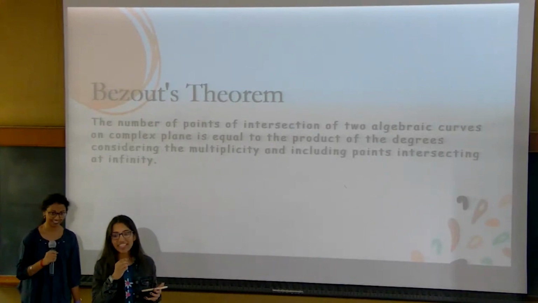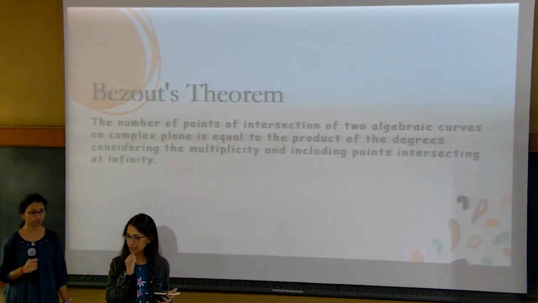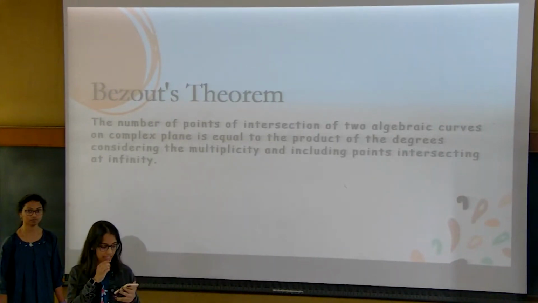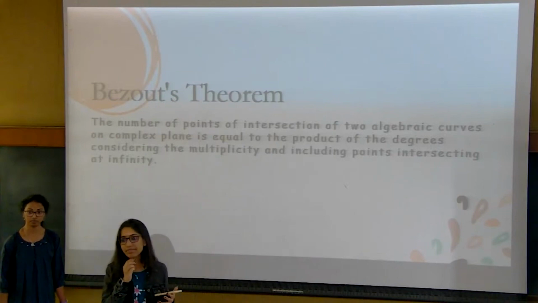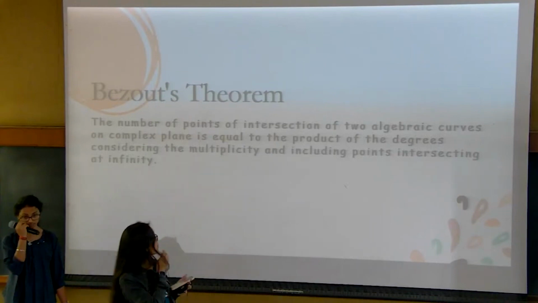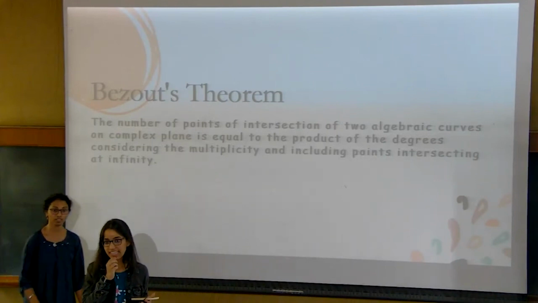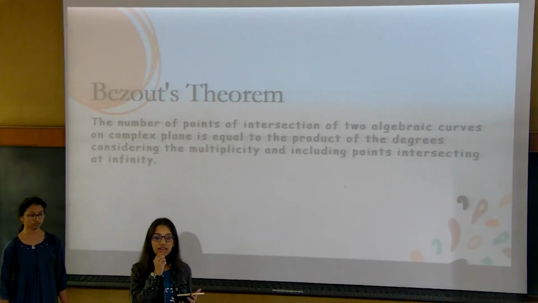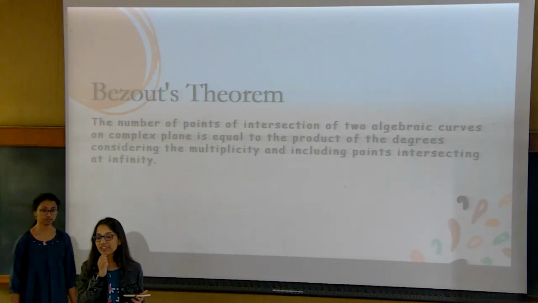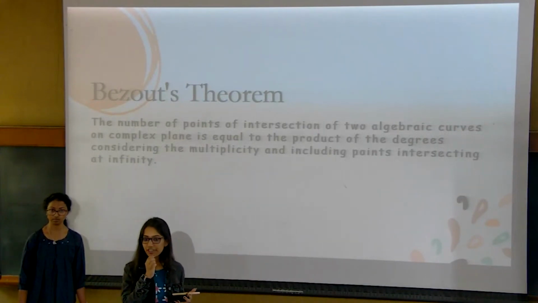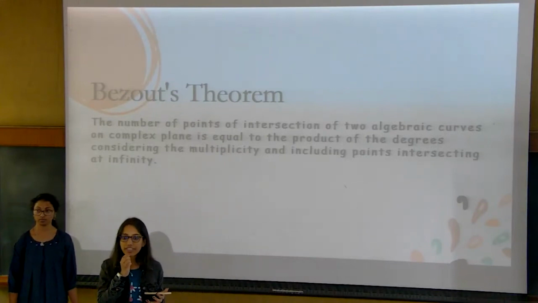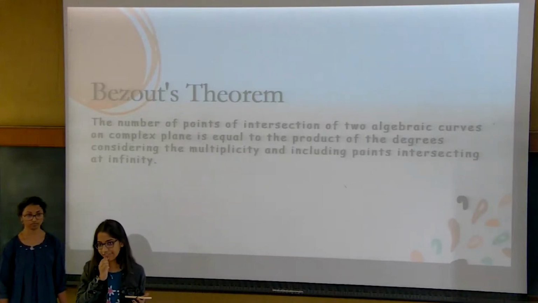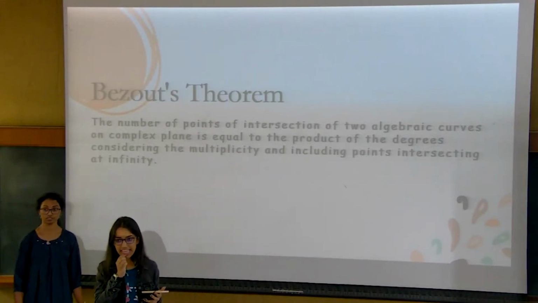The Cramer-Euler paradox is based on two theorems. Let us look into these theorems individually. The first one is Bézout's theorem. Bézout's theorem states that the number of points of intersection of two algebraic curves on the complex plane is equal to the product of the degrees of the curves, including the points of intersection at infinity and considering the multiplicity as well.